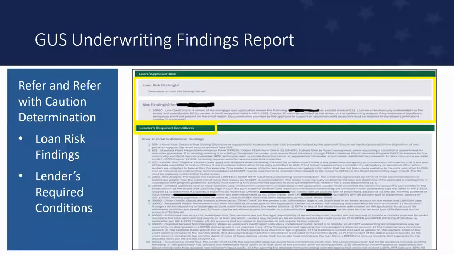I also suggest reviewing all data entries for accuracy. Although it's not required to enter assets into GUS, there are times that the additional assets may result in the GUS refer changing to a GUS accept. So be sure to confirm that the assets entered into GUS are documented assets and are in the lender's permanent loan file. This includes investments or retirement accounts such as a 401k.